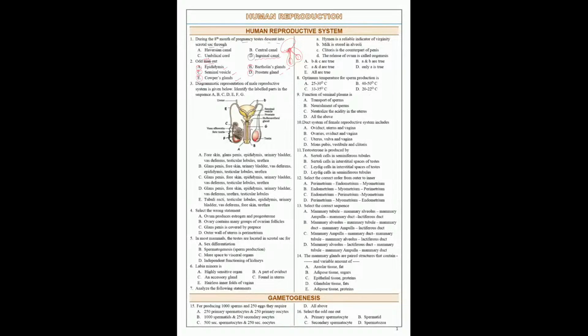So here the odd one out is this: the prostate gland is present in male, Cowper's gland, the bulbourethral gland, is present in male, seminal vesicle is present in male, epididymis is present in male, but Bartholin's gland is present in female. So this will be the odd one out here, the role is the same, but it is present in the female.